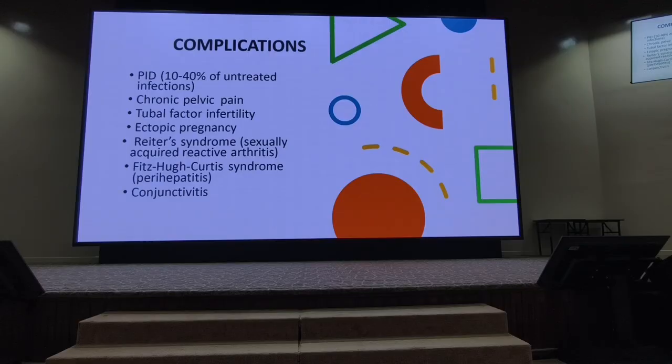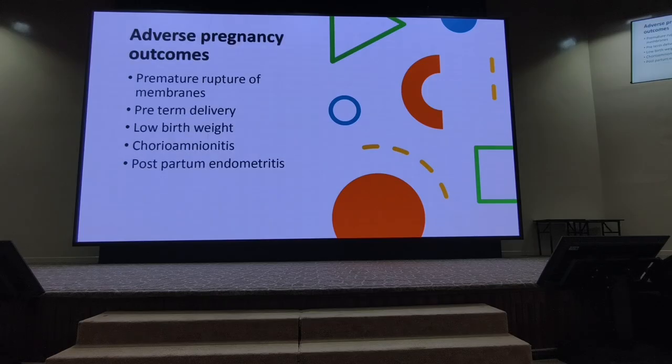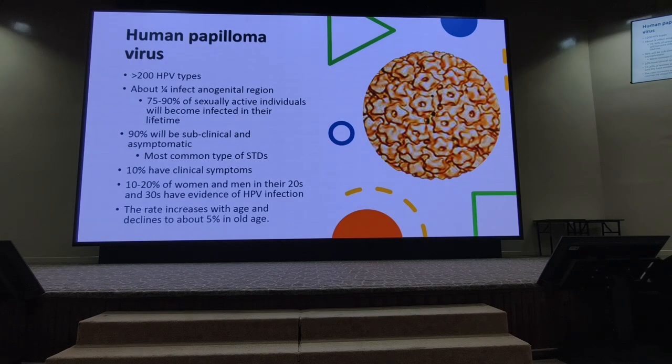We know that chlamydia complications, PID, chronic pelvic pain is what we said just now. It can also cause Reiter syndrome and Fitz-Hugh-Curtis syndrome. And in pregnancy, if they happen to get pregnant after that chlamydia infection and PID, then they can be at risk of complications in pregnancy like premature delivery, preterm delivery, low birth weight, and so on.